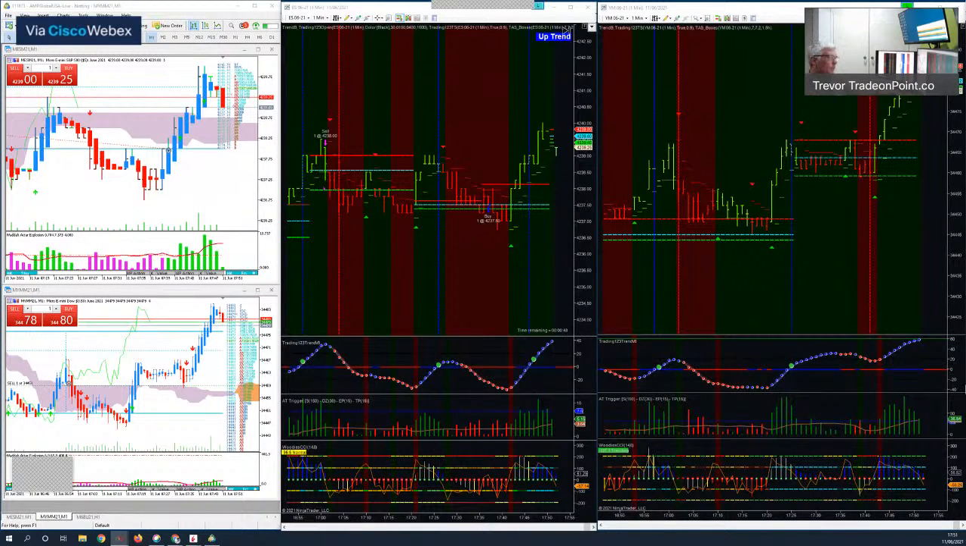Another TAS box forming over here. We're just breaking below the TAS box. Looking for a short on the ES again. Short in the ES.